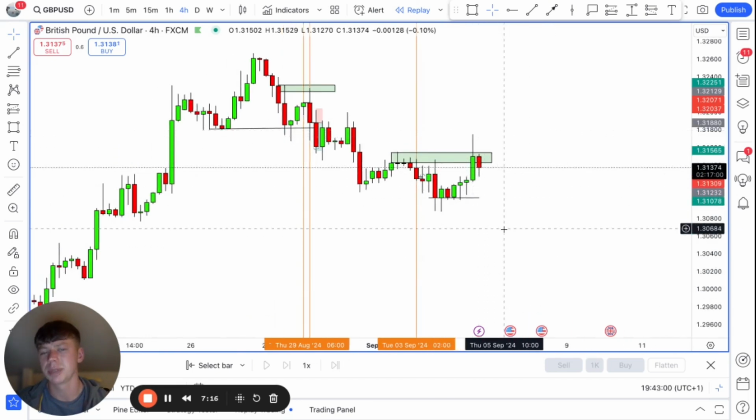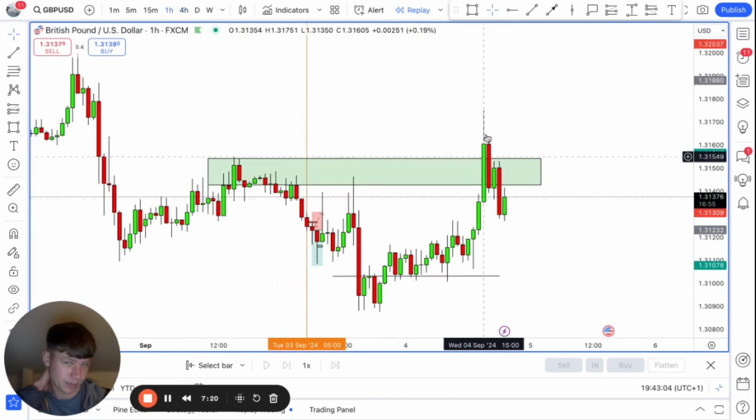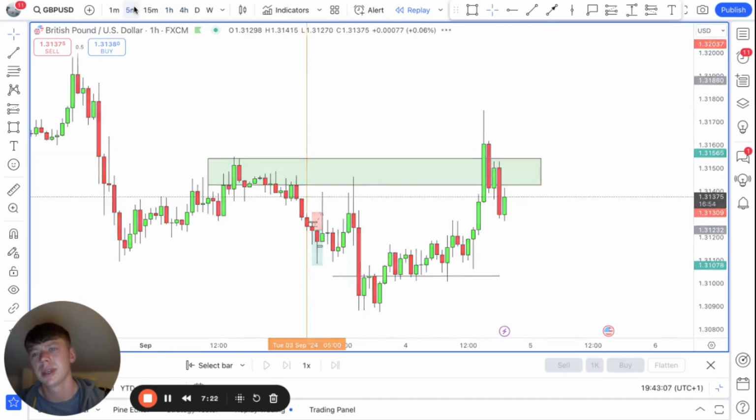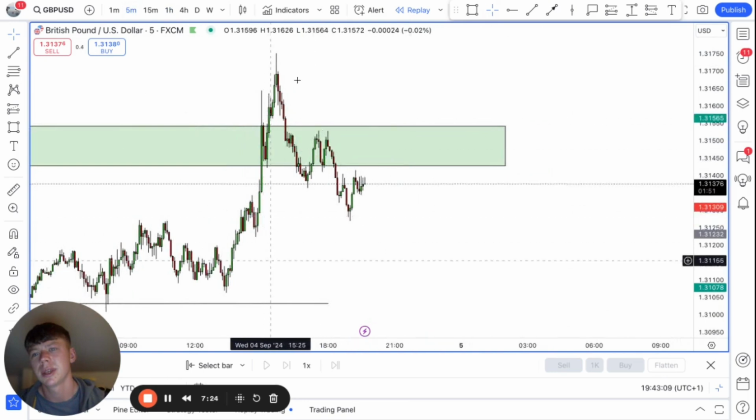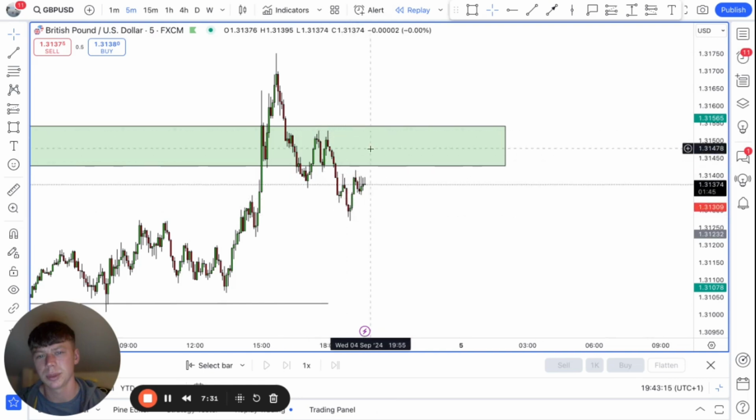Sometimes you get a breakout and it breaks back in. So look on the 1 hour. See, it's broke out and it's broke back in. The 5-minute structure looks bearish, as you can see. Broke out structure, double tops, and we continue to make lower lows, lower highs.